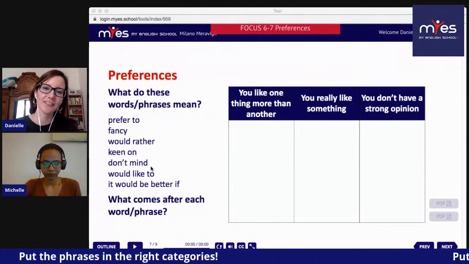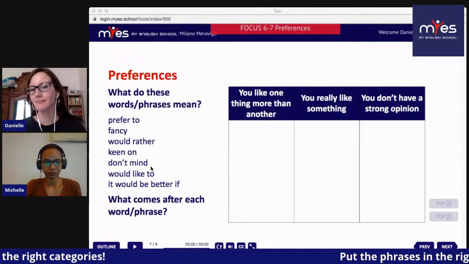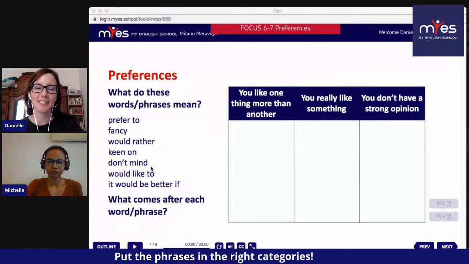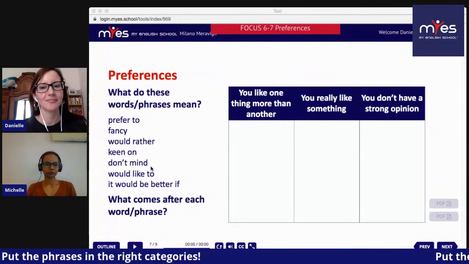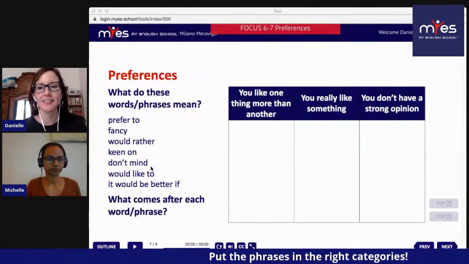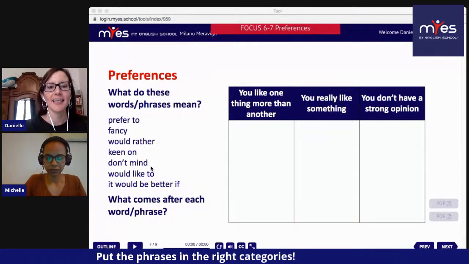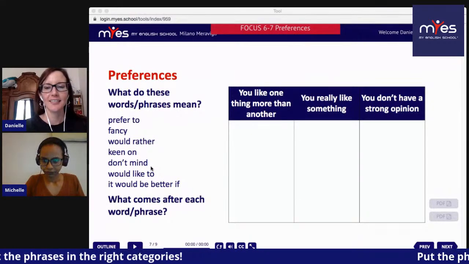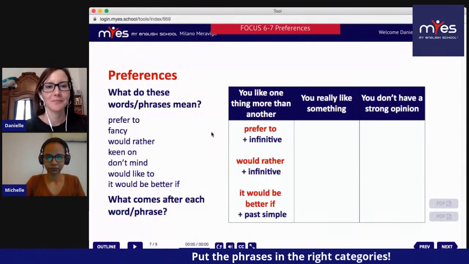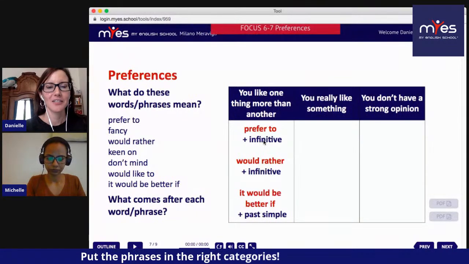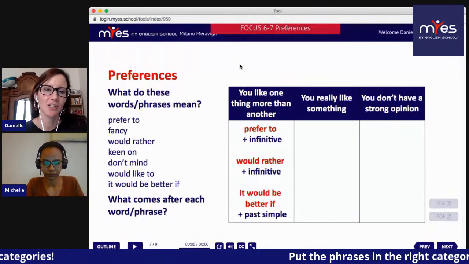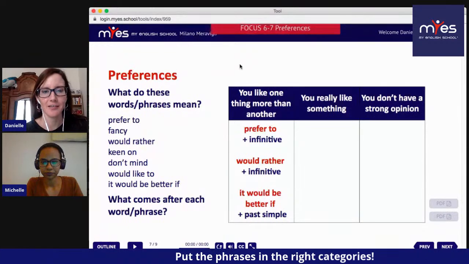Yeah, would like to. What about it would be better if? What's better an example of? Yeah, better is a, yeah, Alex, well done. Okay, it's A. So I'll bring them up. And this shows you the structure that has to come after them. Okay. So prefer to, and then the infinitive.